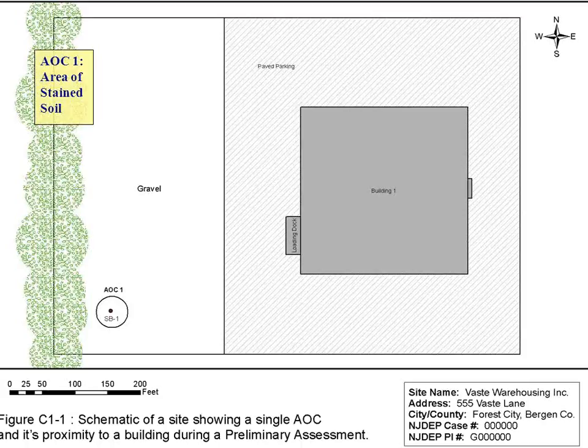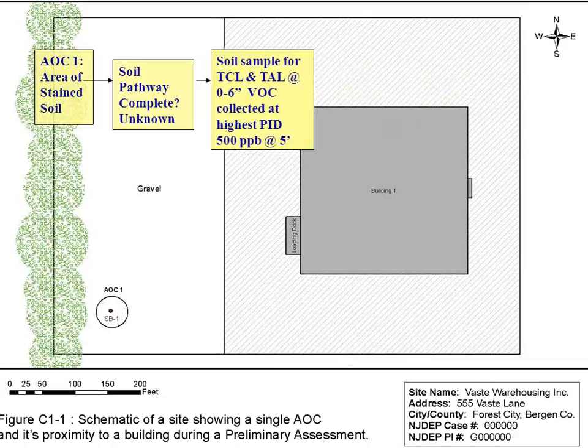Right now, as you see, there is one AOC of stained soil in the narrative. It does say it's 25 square feet of stained soil and gravel. At this time, in this phase, we actually see that a soil boring was installed and soil samples were collected, but there's no analytical results at this stage of the investigation. So right now, we really don't know what's going on in soil. So the pathway is unknown, and we've identified that.